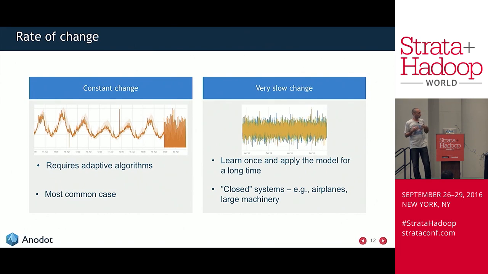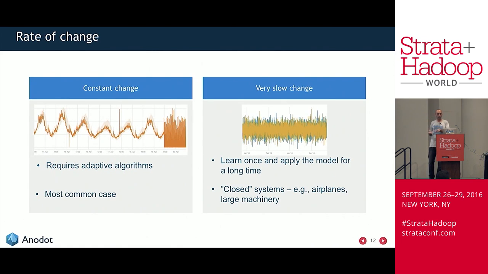So if you don't have an adaptive algorithm that knows how to adapt to these changes, then at some point you're going to be completely useless as an anomaly detection system. Your model for what is normal is going to be useless. And this is the most common use case that, at least, we have seen.